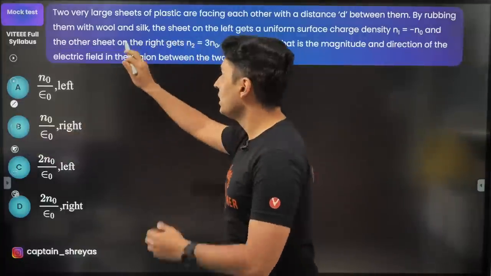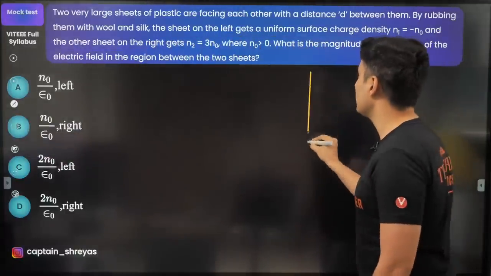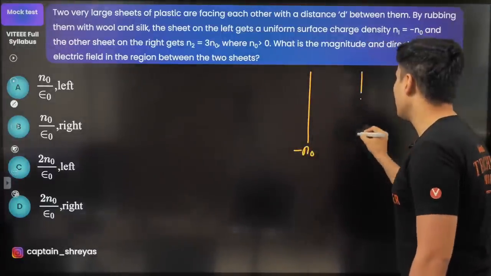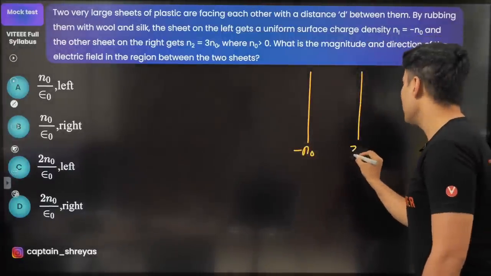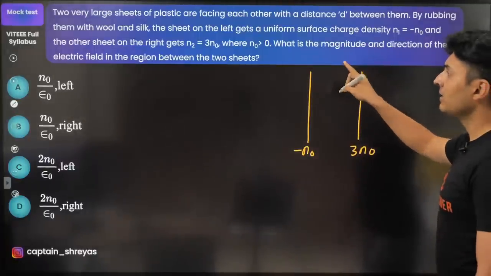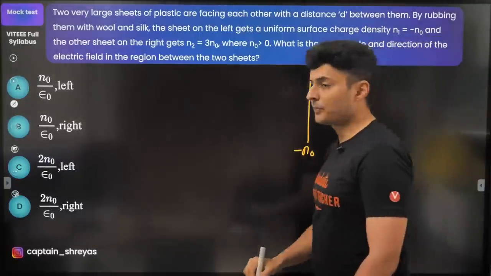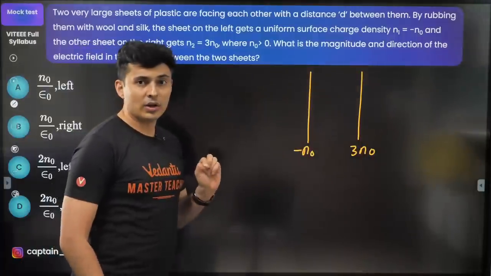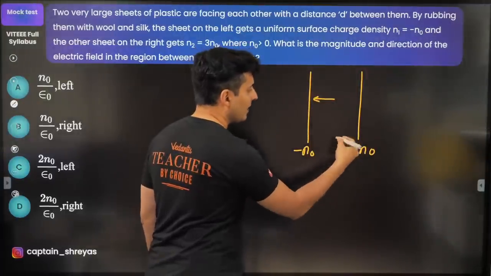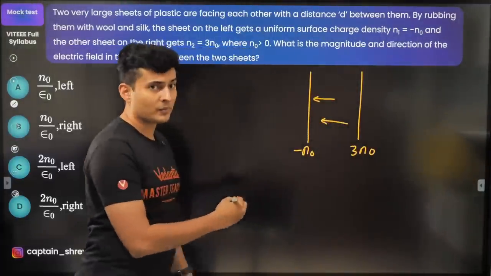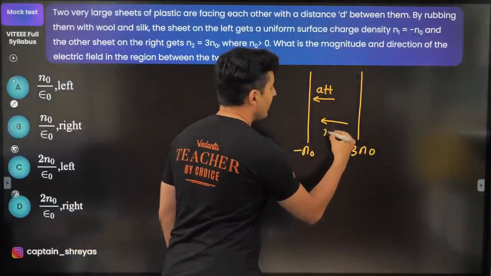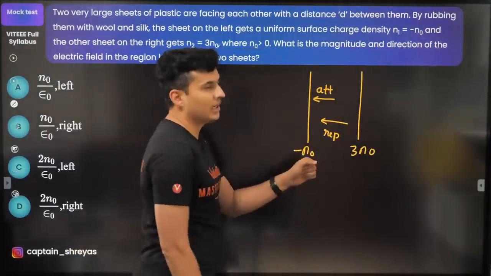Read the question carefully. There are two large sheets of plastic facing each other. One has a charge density of minus N naught and the other has a density of 3 times N naught. What is the magnitude and the direction of the field in the region between the two sheets? That means over here. This negative N naught will obviously create a field here, and this 3N naught will also create a field here. Negative will pull, it will create an attractive field. This will create a repulsive field from that particular sheet.